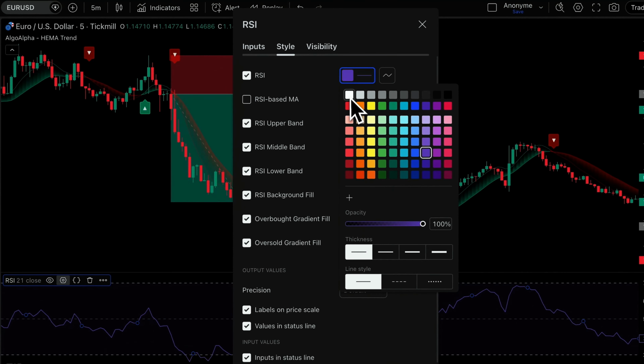Here, I like to change the color, put it in white so it's more visible, and we'll make the 50% RSI line more visible on the chart as well. You'll see, we're going to use it for the scalping strategy I'm showing you in this video. You have your two technical indicators on the chart.